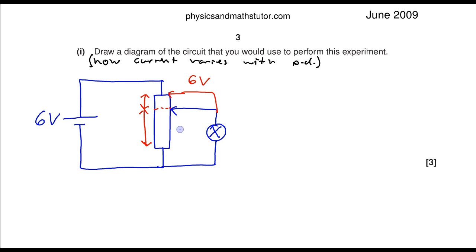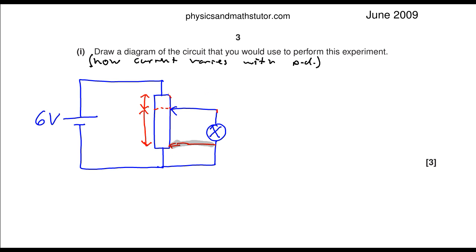And then if we move the contact across there, then 6 volts will be on this side, and on the other side there will be nothing left, because it does not have any resistance. So that's how the voltage can be split.